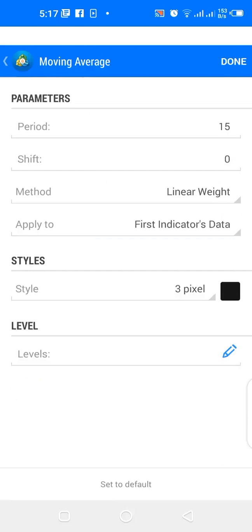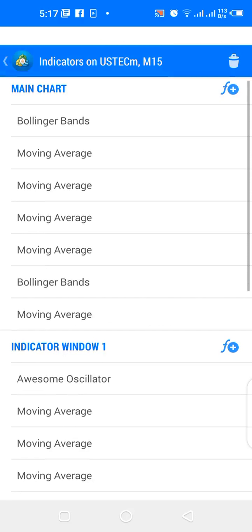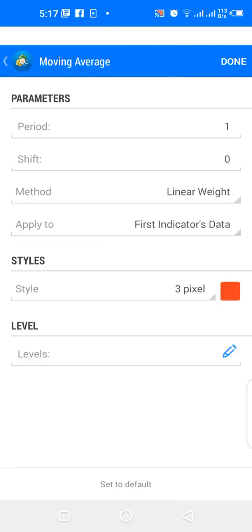Then for the moving average, the first one, we have 15 period moving average. Shift is 0. Method is linear weight. Apply to first indicator's data, and the color is black. Okay, the second moving average is 1 period linear weight. The method is linear weight. Apply to first indicator's data, and the color is red.